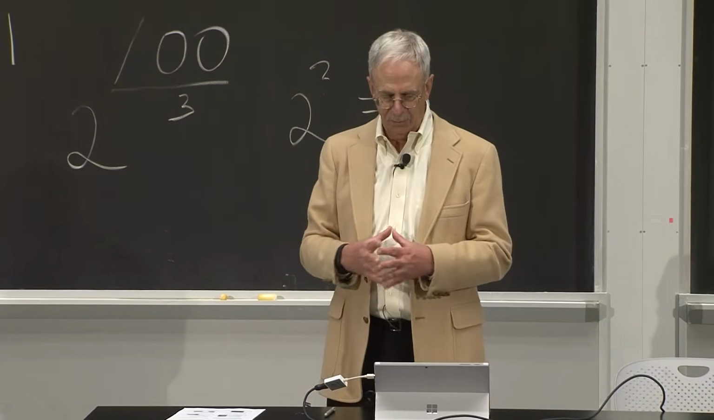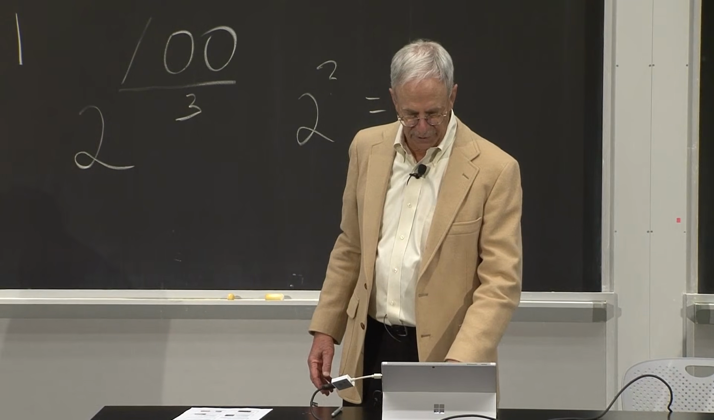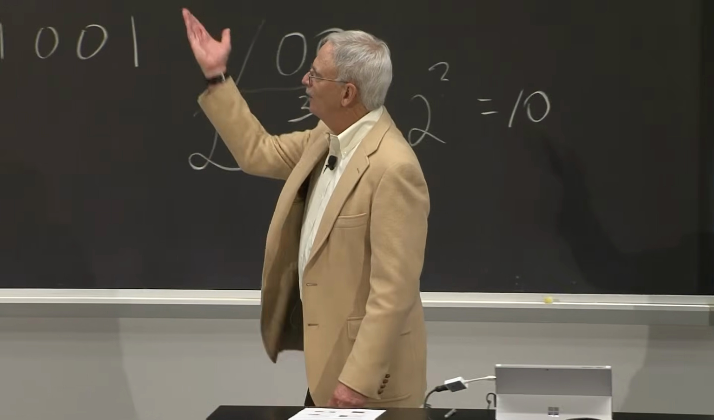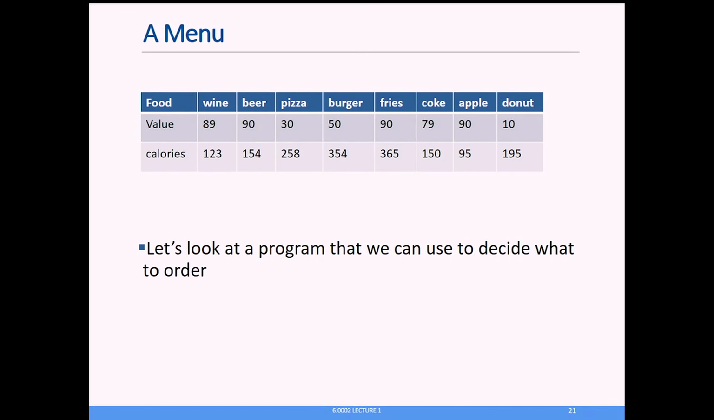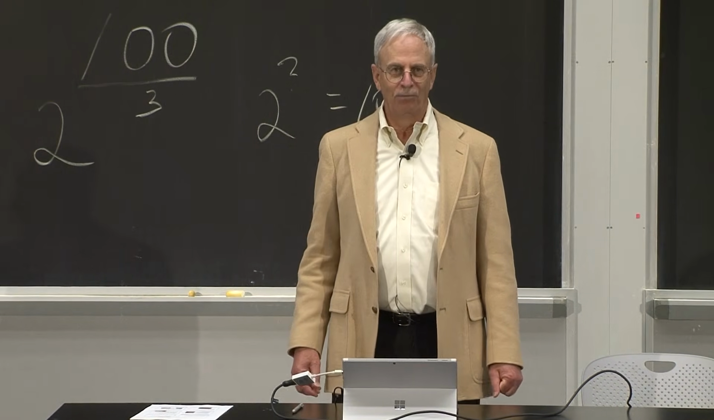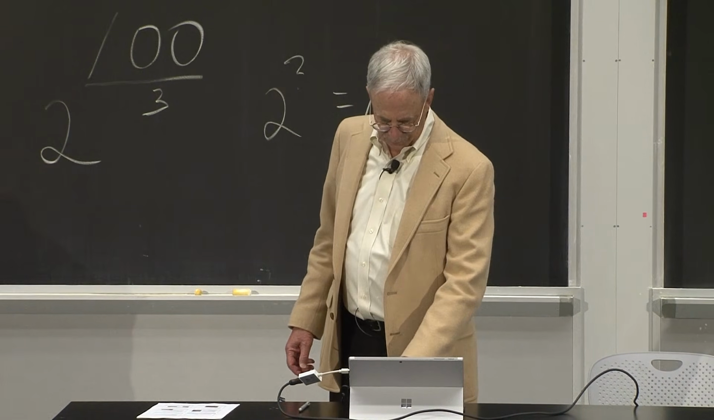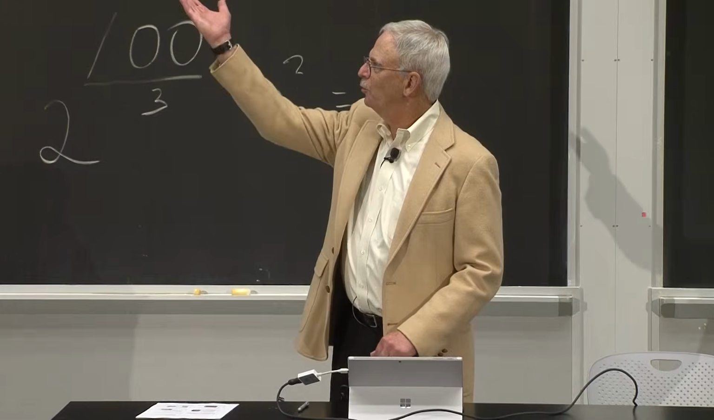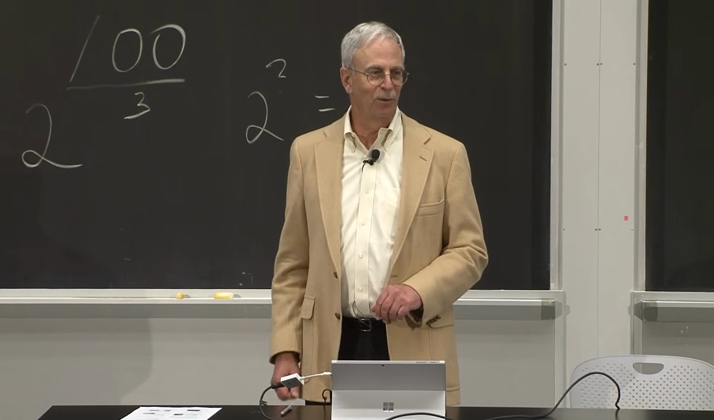They should probably have a knapsack solver at every McDonald's and Burger King. So here's a menu I just made up of wine, beer, pizza, burger, fries, Coke, apples, and a donut. And the value I might place on each of these and the number of calories that actually are in each of these. And we're going to build a program that will find an optimal menu. And if you don't like this menu, you can run the program and change the values to be whatever you like.